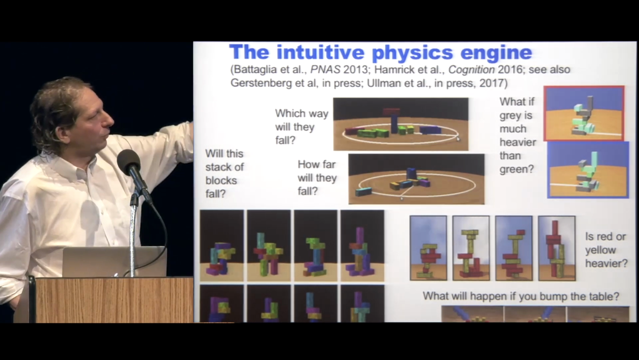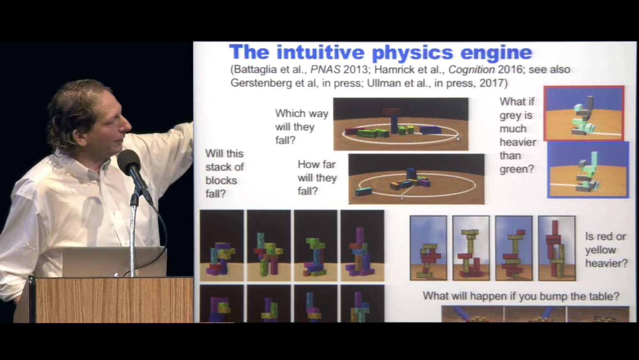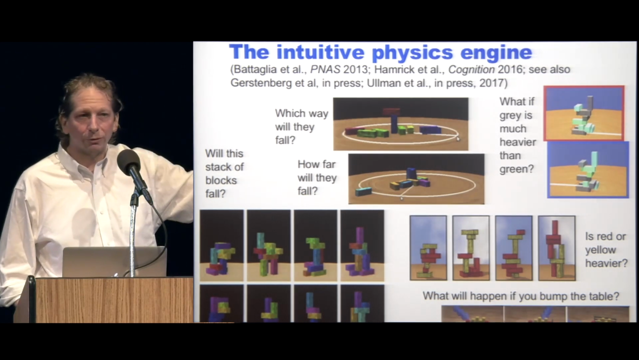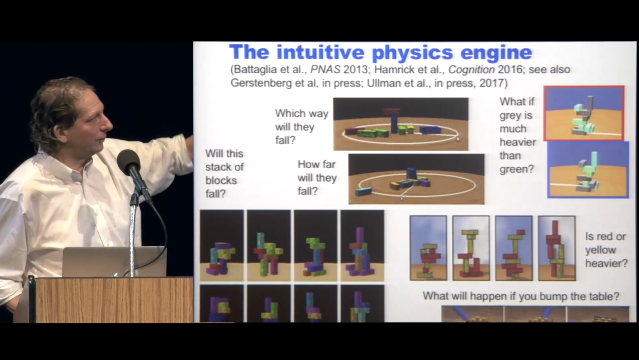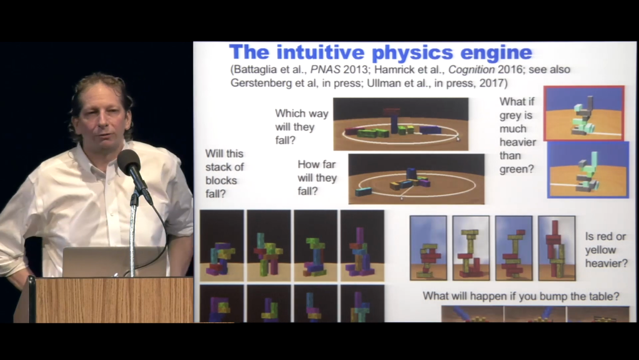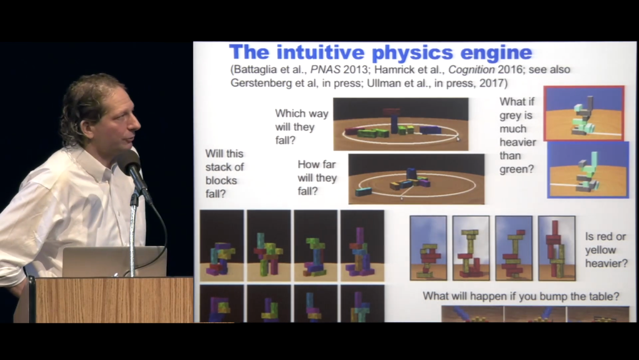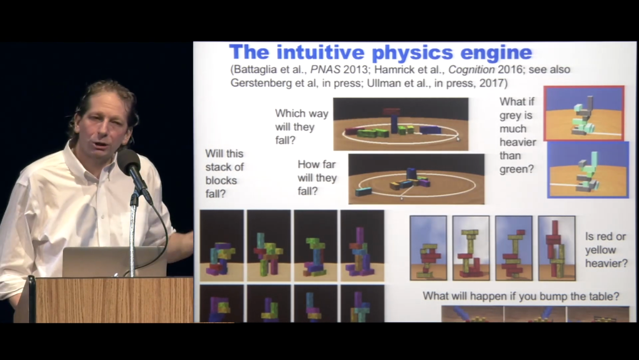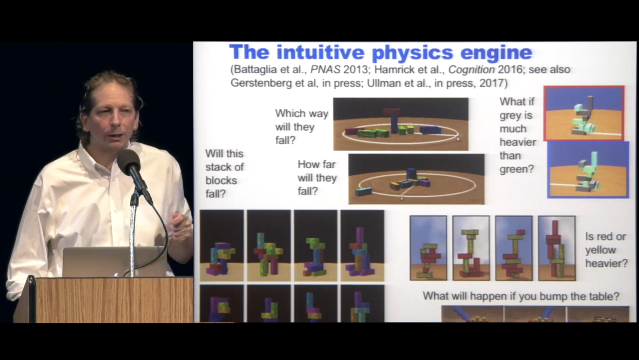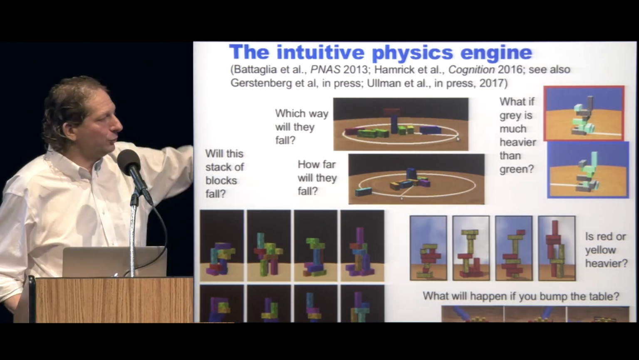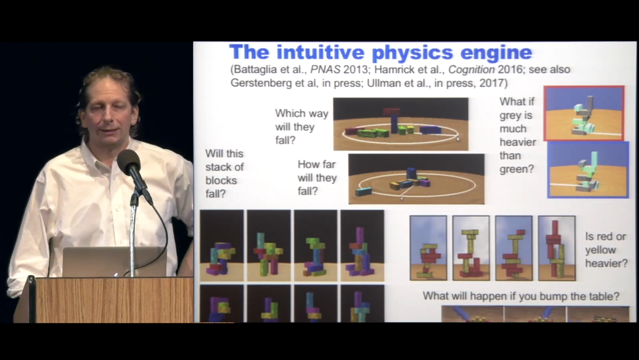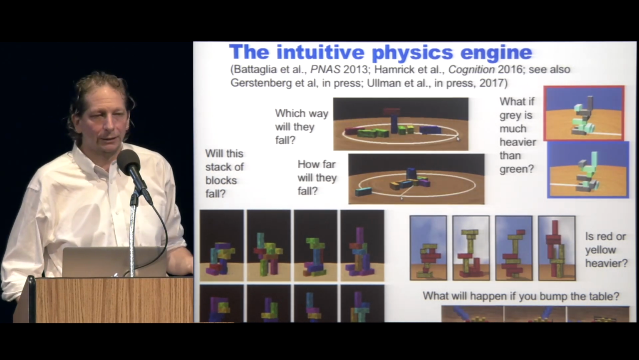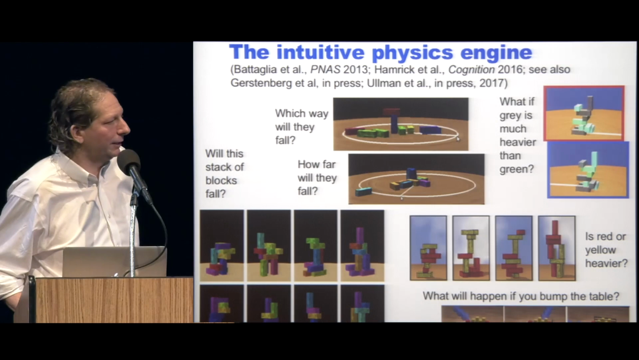So we can ask questions like, will the blocks fall? Which way will they fall? How far will they fall? We can go in and in a cognitive way, sort of intervene on the parameters of the system. So we can say, what happens if the gray material is 10 times heavier than the green material, or much heavier? Well, look at those two scenes, which are geometrically identical. They've just been recolored. That will change your sense of which way the blocks will fall, or whether they will fall. Or if you see some things like the red and yellow blocks that are surprisingly stable, then can you infer from that that maybe the red or yellow material is much heavier than the other? And indeed, people can. This is some of the work that Hamrick did.